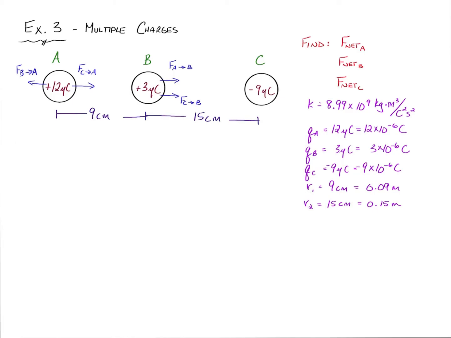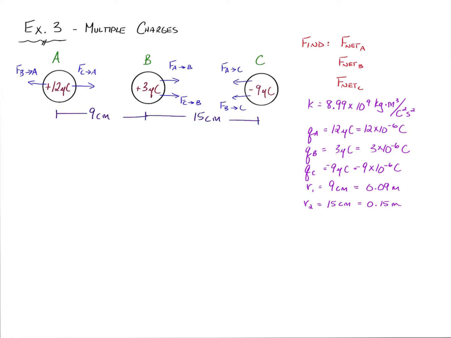All right, for B, B is going to be repelled by A because they're both positive. So that's going to point to the right, the force of A on B. C is negative, B is positive. So the force of C on B is actually going to be going to the right as well. So despite there being one repulsive force and one attractive force on B, based on the geometry, they're both going to be acting to the right.